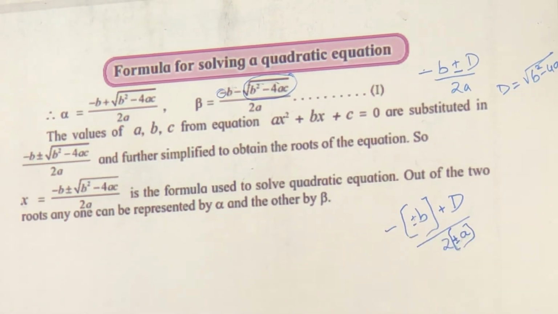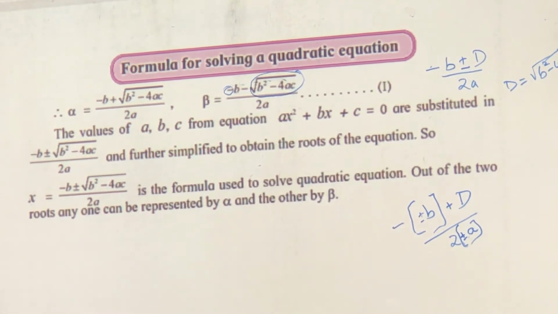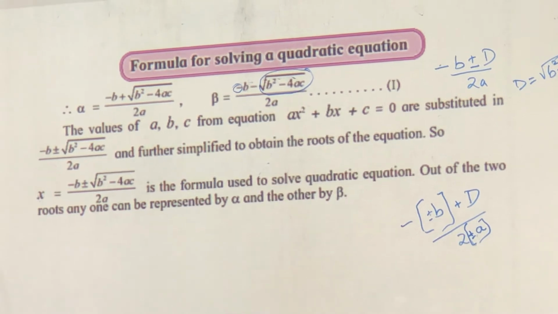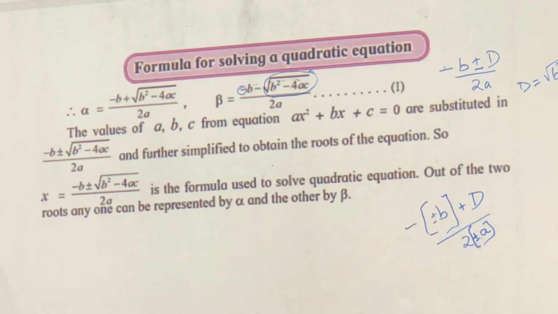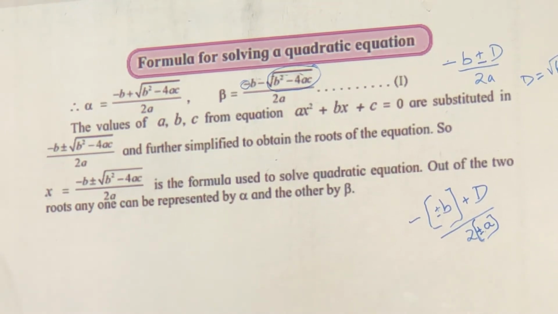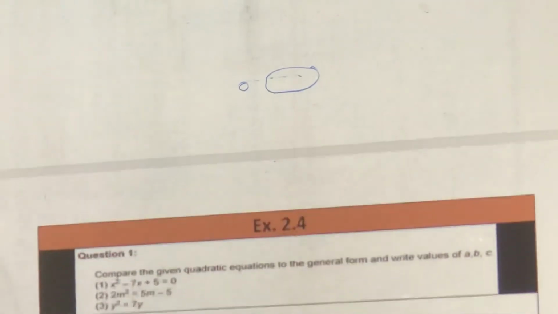This is a mistake which my students made. Minus b. There was a minus, I took minus b. Be careful. This is the area where your 4 marks will go. 4 marks sums are these. So we will try to solve by formula method. Let us go forward. Exercise 2.4.